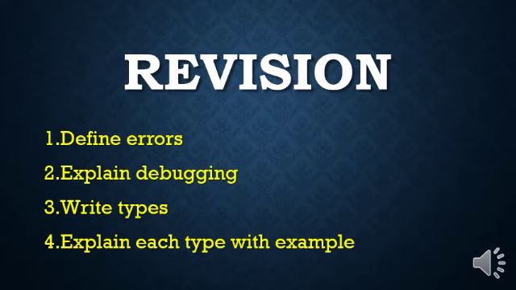Now, to revise this topic, here is how you approach this question in your paper. First of all, you will explain what errors are. Then you will explain what debugging is. Of course, bugs are called errors. The process of finding and removing errors is called debugging. Then we will write there are 3 different types of errors: syntax error, logical error, and runtime error. Then we will explain each type with an example one by one.